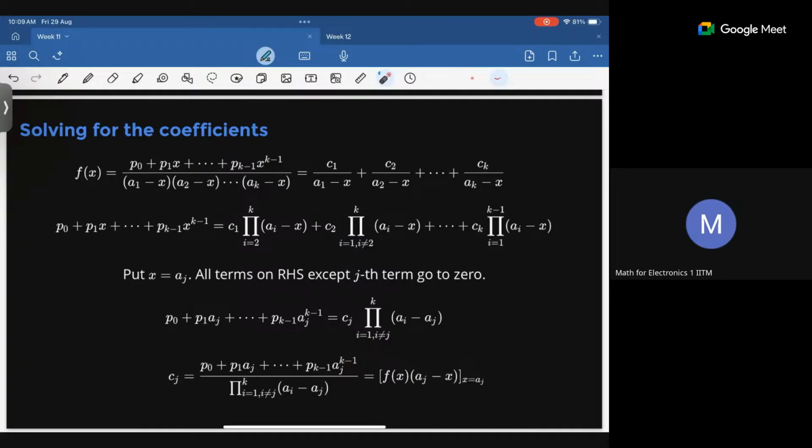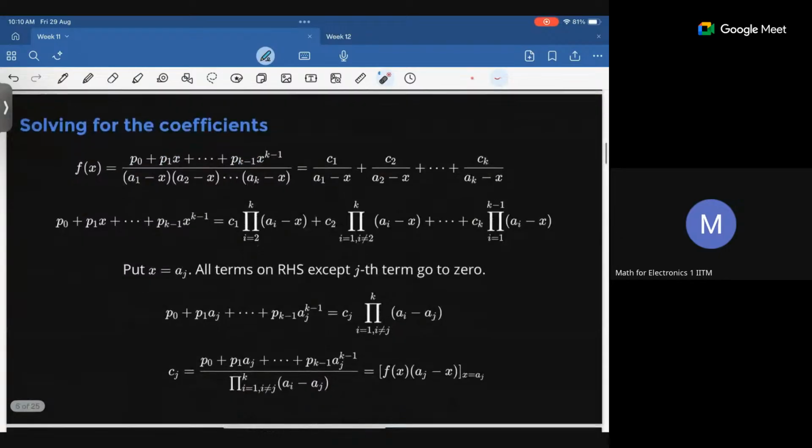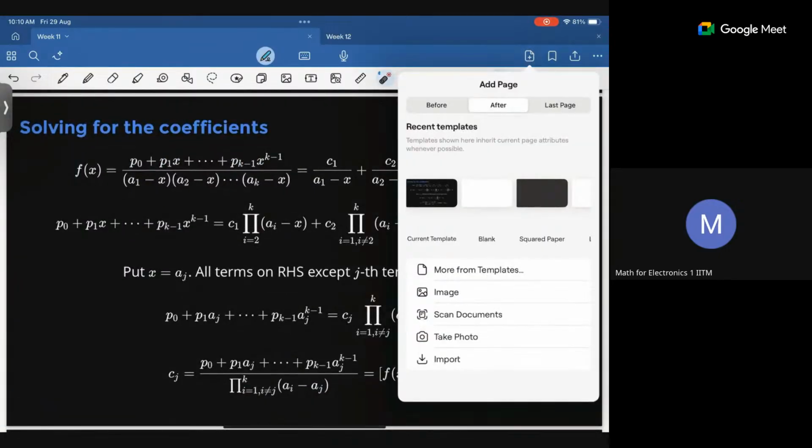Either you can do that, or if you're confused with all these things, I can just multiply by aj minus x in the denominator and the numerator. This whole thing will become f of x, and for f of x multiplied by aj minus x, the resulting function, you have to compute its value at x is equals to aj. That's it. Both are the same. Both work. Let's do a problem and we will get more clarity on it.